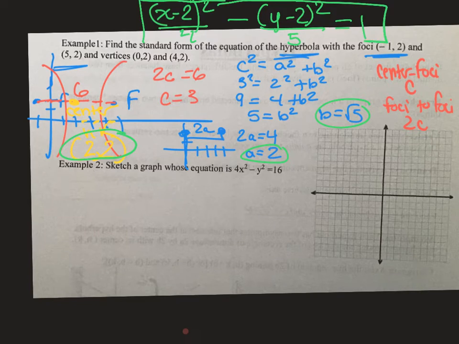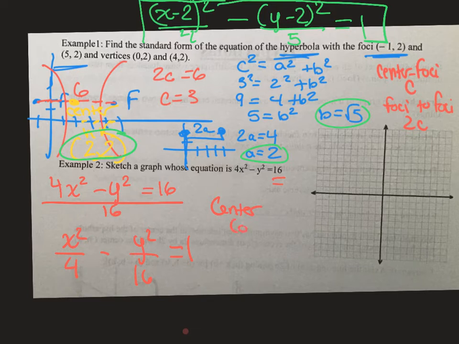Let's use red. So I have 4x squared minus y squared equals 16. Divide everything by 16. I'm going to get x squared over 4 minus y squared over 16, because I divided each piece by 16, equals 1. So I know my center is (0, 0) because there's nothing in here with my x or with my y. My a down here equals 2 because the square root of 4 is 2. And my b right here equals 4 because the square root of 16 is 4.